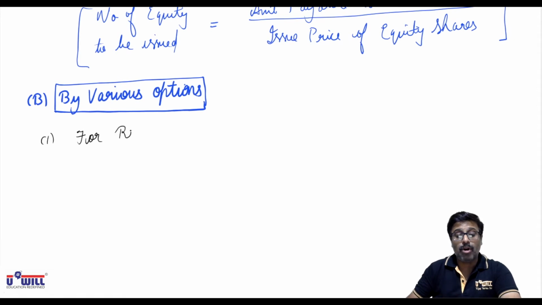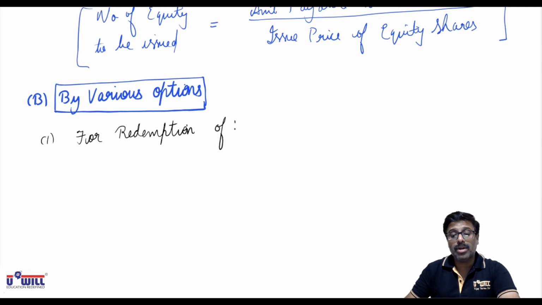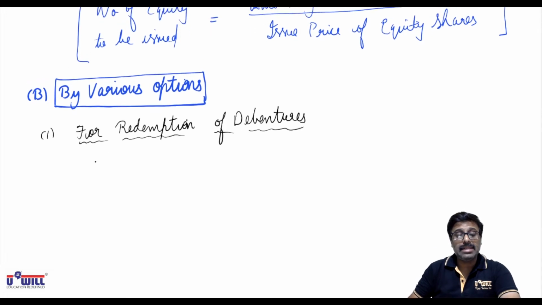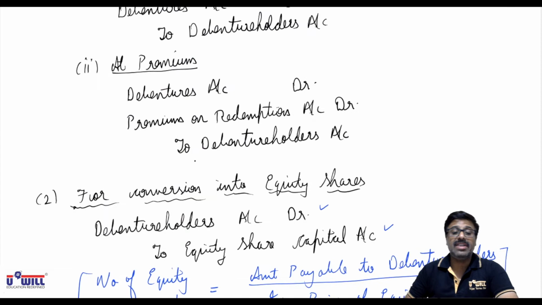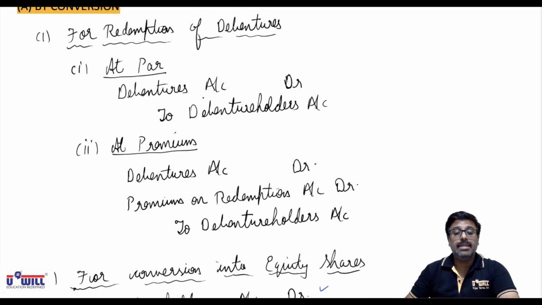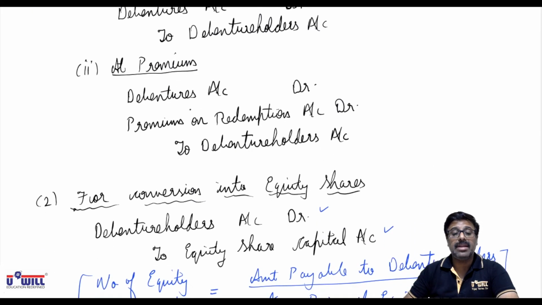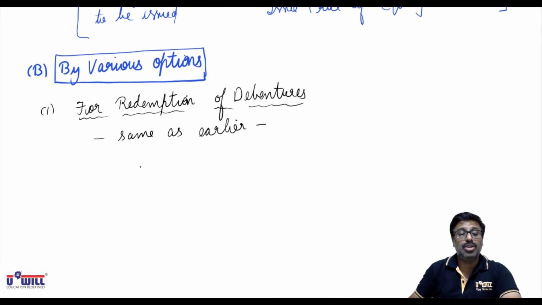All of you write down for redemption of debentures, this entry is going to remain exactly the same as earlier, as we have studied in part A. I repeat, if it is going to be redeemed at par, debentures to debenture holders; at premium, then debentures, premium on redemption to debenture holders.